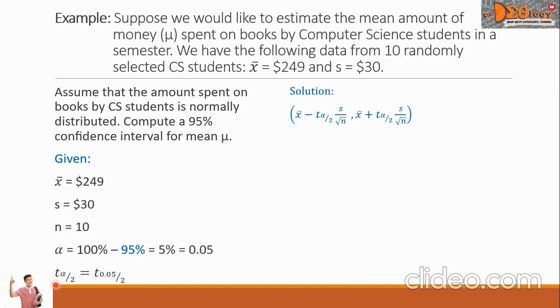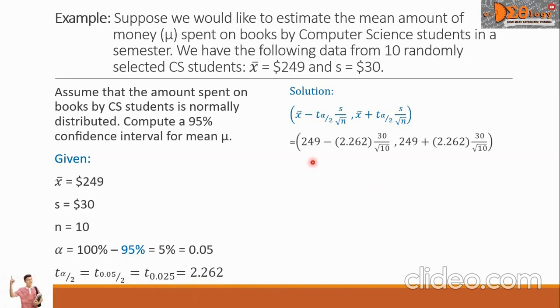Now, we need the value of t with a subscript alpha over 2. We computed the alpha to be 0.05, and we substitute that value here. Simplifying the fraction, we have now 0.025. This is the subscript of t. Let us take the value of this t from the table, so the value is 2.262. Now, we are ready to substitute the corresponding values in our formula.